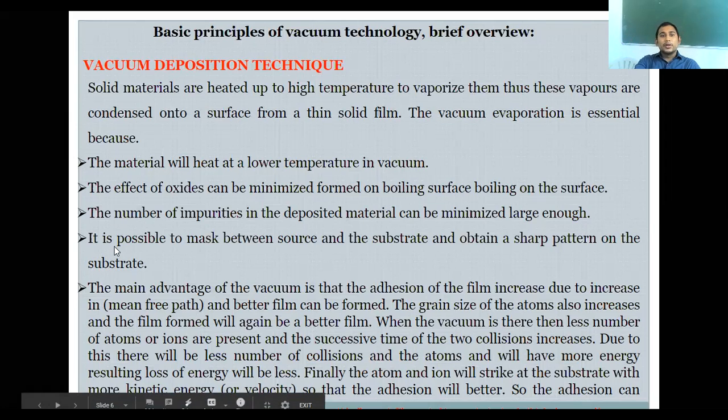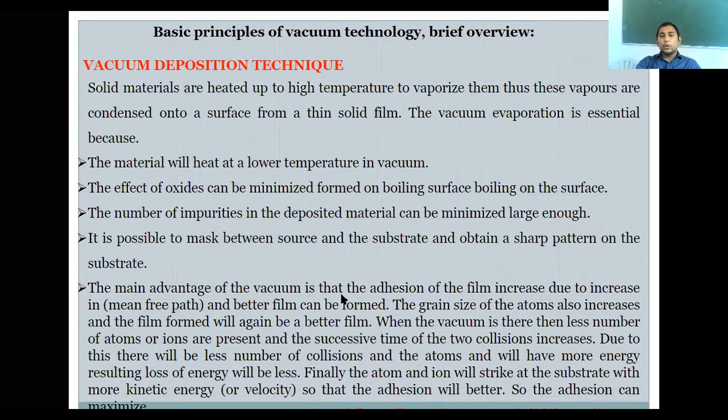Number four is that it is possible to place a mask between the source and the substrate. Substrate is your chosen material and source is whatever you have to deposit. It is possible to mask between source and substrate and obtain a sharp pattern on the substrate. Sharp pattern means a uniform layer is obtained. Getting my point?